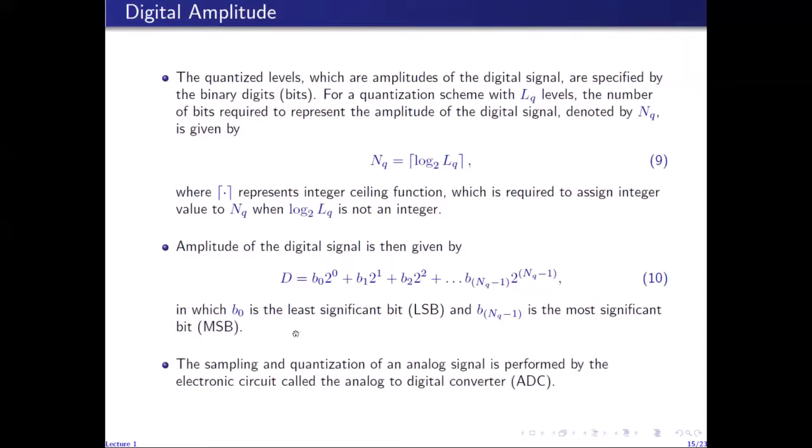This sampling and quantization of an analog signal is performed by an electronic circuit which is called the analog to digital converter. So ADCs are actually used to convert analog signals into digital signals through the process of sampling and quantization.